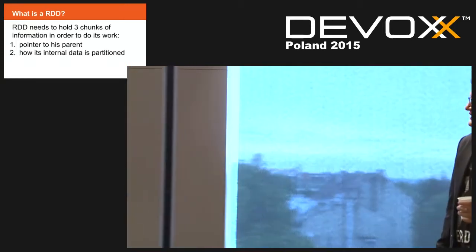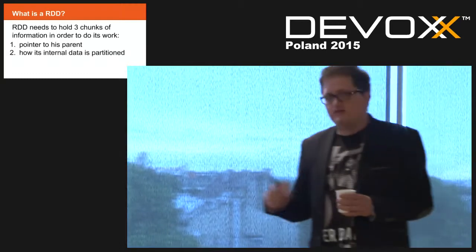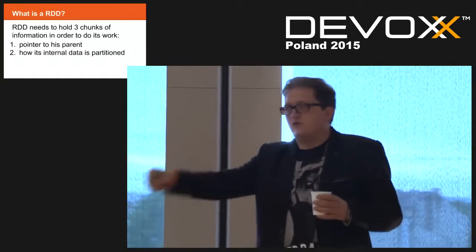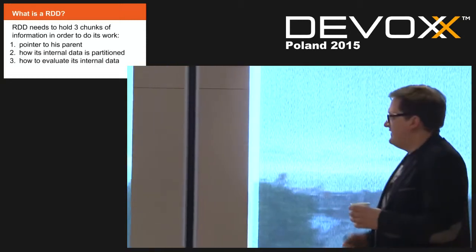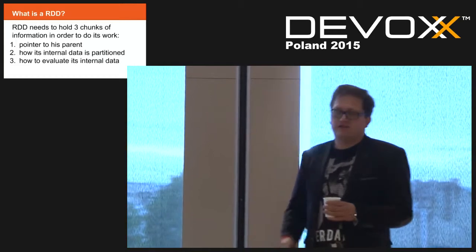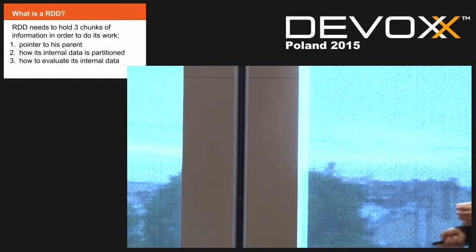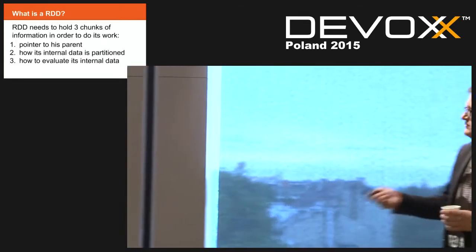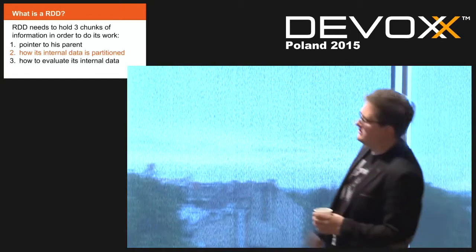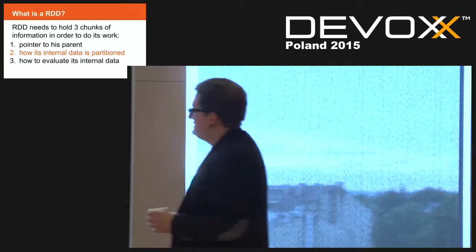The other thing we need is the idea of how the data is partitioned within the cluster, how the data lies around all our nodes. And the last thing is how to actually evaluate data from the cluster. Those are the main 3 things that we need to compute the RDD. So let's look at the second one, sorry, how the data is partitioned.